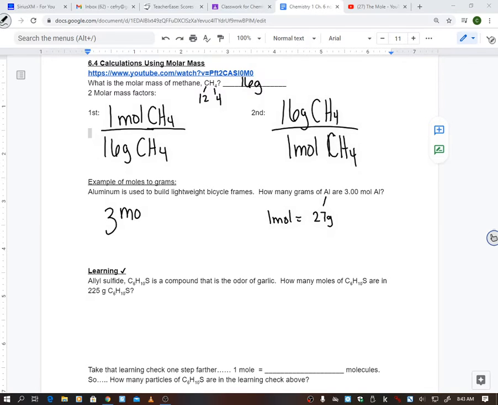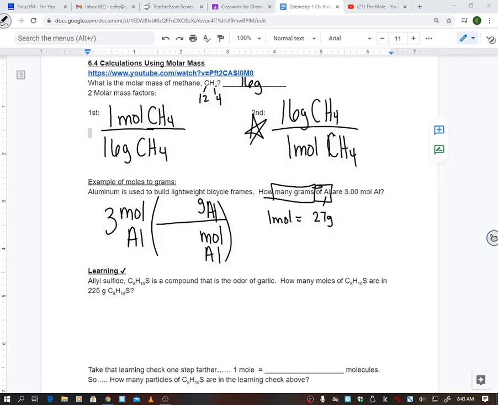Always start by writing down what they give you. If this is what they've given you, now this has to go on bottom. It is going to be canceled out through division. What am I looking for? I usually box that in. I'm looking for grams of aluminum. All right, so now I'm going to use this type where moles are on bottom. So it's going to be 1 mole weighs 27 grams. And since that is on top, you are multiplying. It's going to be 3 times 27, which is 81 grams of aluminum. There we go.